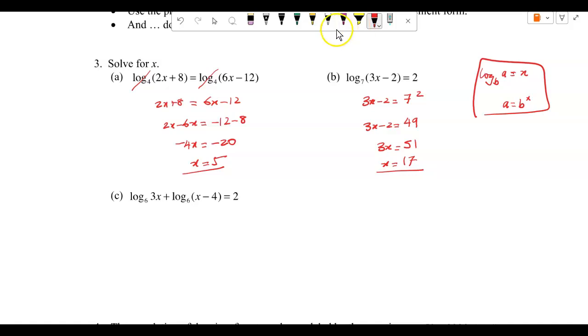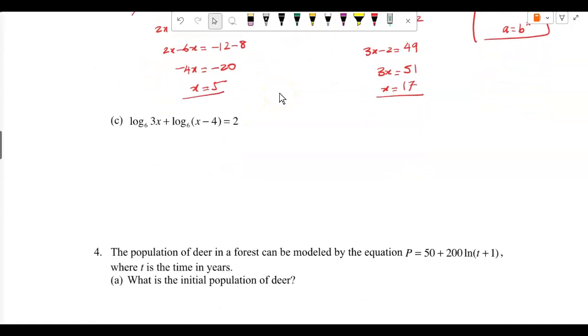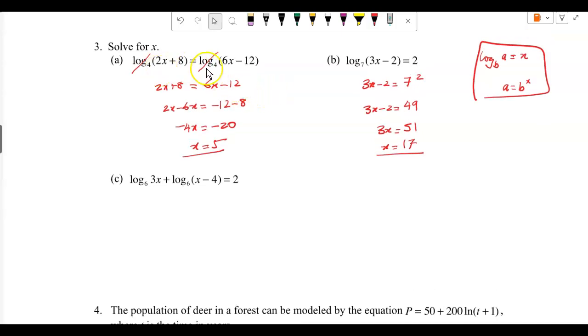Log base 6 of 3x plus log base 6 of x minus 4. Can you cut? No! You can cut only if the opposites are equal in sign. So you combine this: log base 6 of 3x times (x minus 4) is equal to 2.